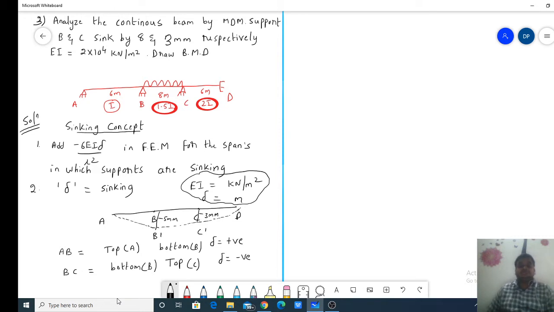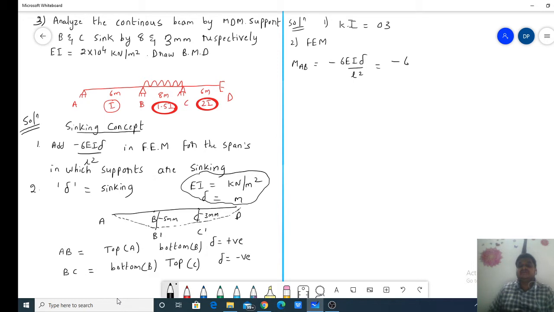Now coming to the solution. The first step is always kinematic indeterminacy, here it is 3. Then the second step is fixed end moments. Here there is no loading for AB, but as B is sinking, due to sinking I need to add the sinking term. So MAB, due to load there is nothing, but due to sinking it is there: minus 6 EI delta upon L square.